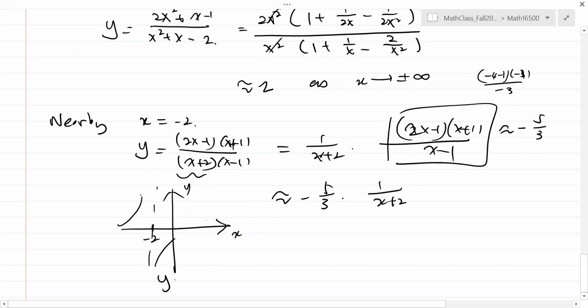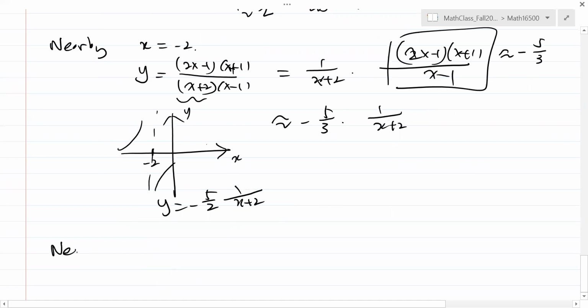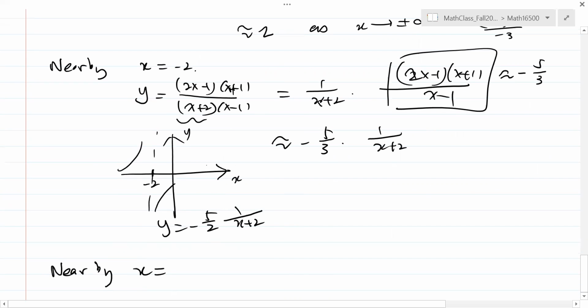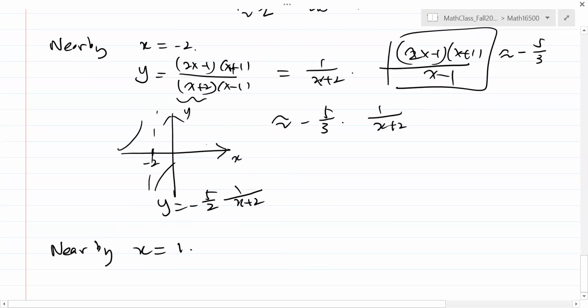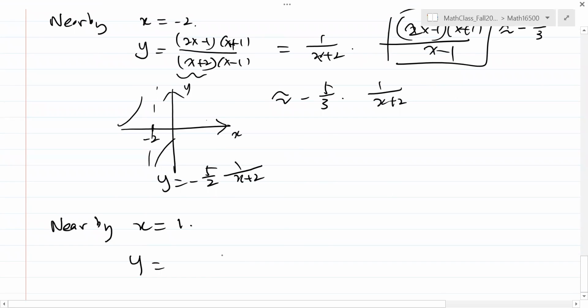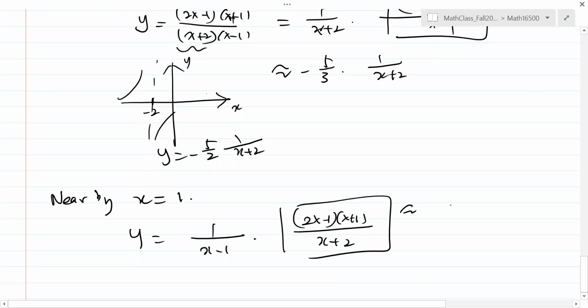This is the graph y equals negative 5 over 2, x plus 2, 1 over x plus 2. Okay. Then I want to draw the graph nearby x equals what? x equals 1. If x equals 1, you have to switch the order. x minus 1 here, x plus 2, 2x minus 1, x plus 1. Okay?